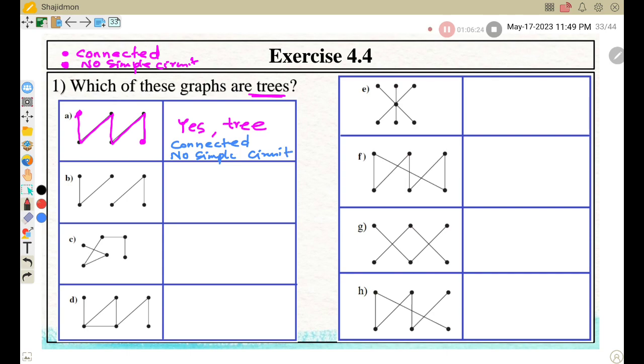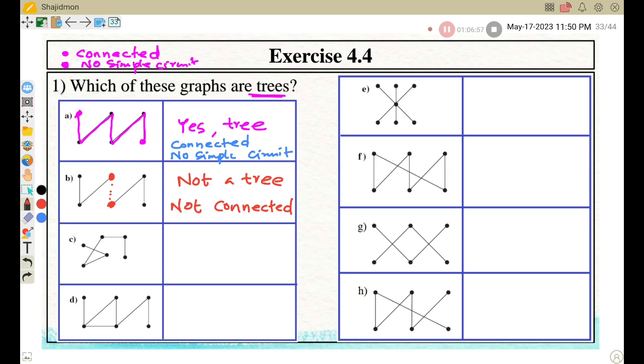Now B part. Does B represent a tree? No. Why is it not a tree? Because it is not connected. See, there is a branch here and another branch here, and there is no connection between these two branches. This vertex and this vertex have no connection. So it is not a tree because it is not connected. Hope you understood the second part.